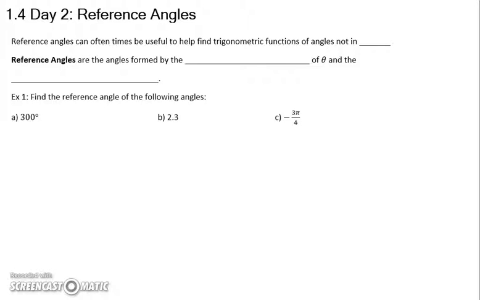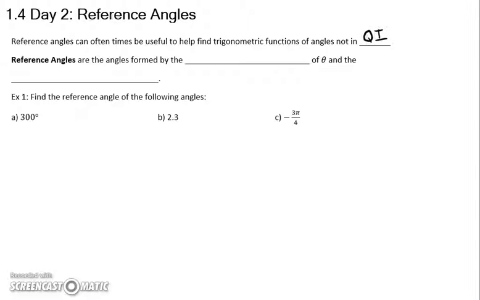Alright, in this video we're going to talk about lesson 1.4 day 2, reference angles. So a reference angle is going to be useful to help find trigonometric functions of angles that are not in quadrant 1. So ideally quadrant 1 is the easiest one to look at. Everything's positive, it's the smallest numbers, so if we can push everything to quadrant 1, our lives are going to be a little bit easier.